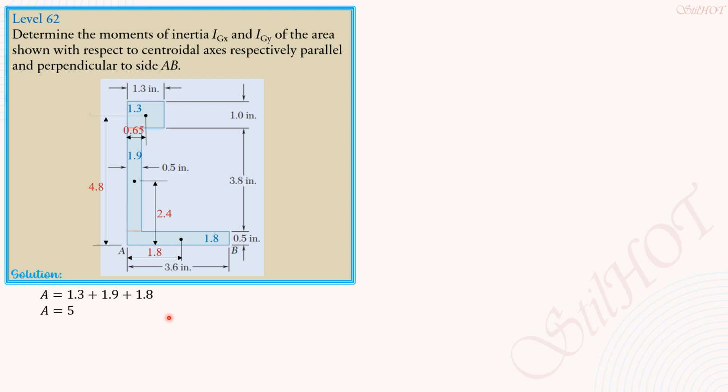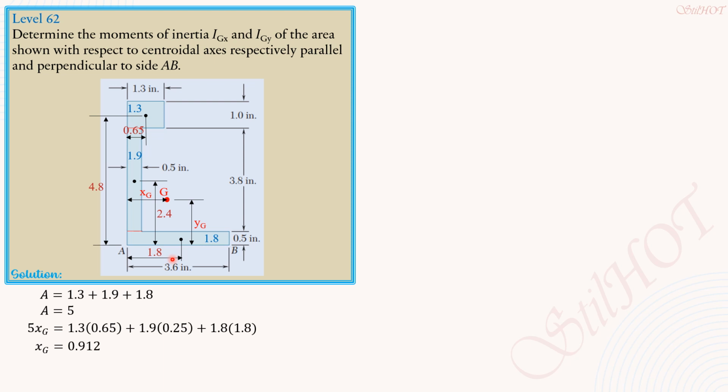Then apply Varignon's theorem to solve for xg. So let's locate the G, centroid of the entire section. Call that xg, the vertical distance from the bottom. Let's imagine this, the x-axis, is yg. So 5 times xg equals 1.3 times 0.65 plus 1.9 times 0.25 plus 1.8 times 1.8. So xg is equal to 0.912 inch.